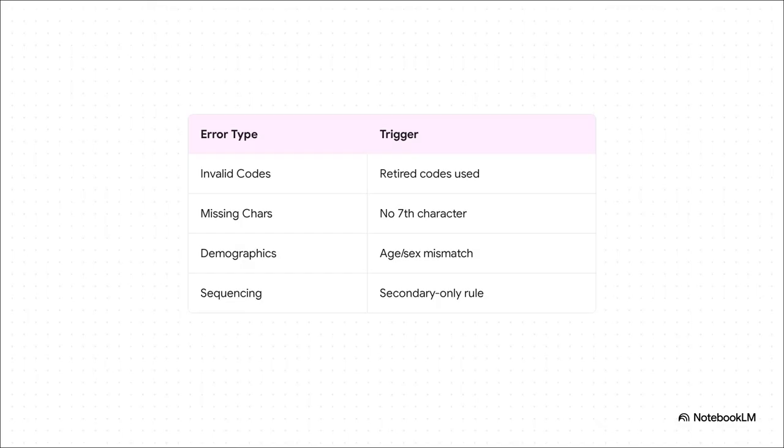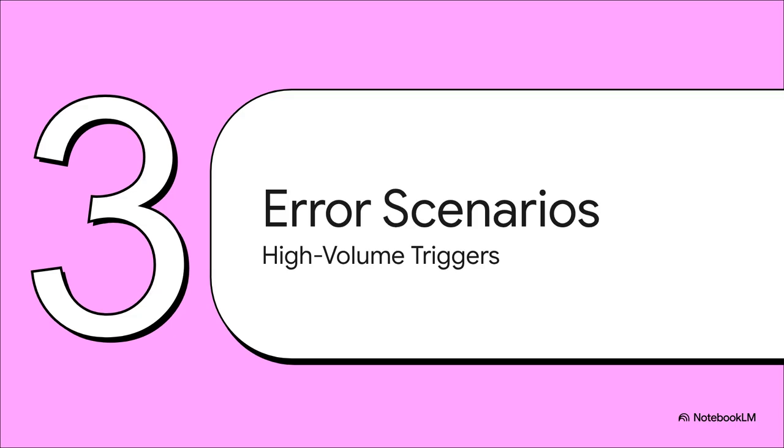Now, these catastrophic failures don't just happen out of nowhere, right? They are triggered by very specific data errors. We're talking about things like using retired codes, missing mandatory characters, demographic mismatches like an age or sex conflict with a specific diagnosis, or violating secondary-only sequencing rules. All right, Section 3. Let's get into the weeds and dissect some of these high-volume error scenarios so you know exactly what to look out for.